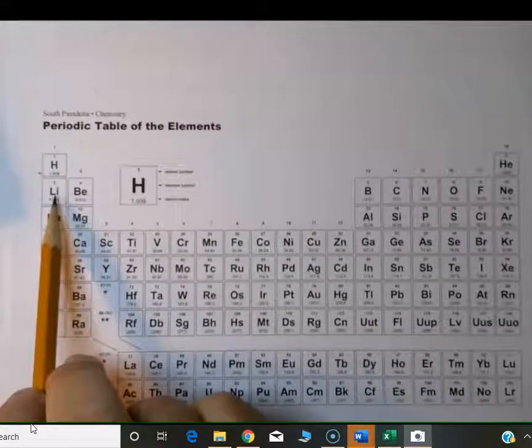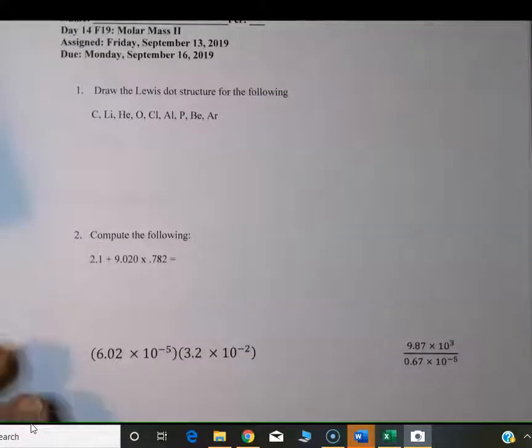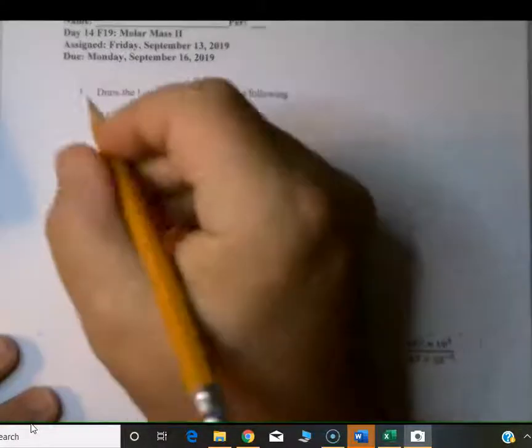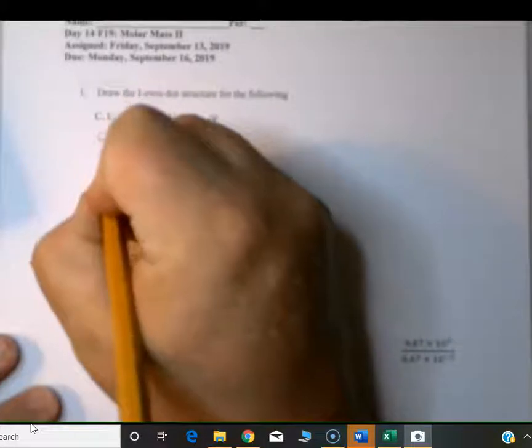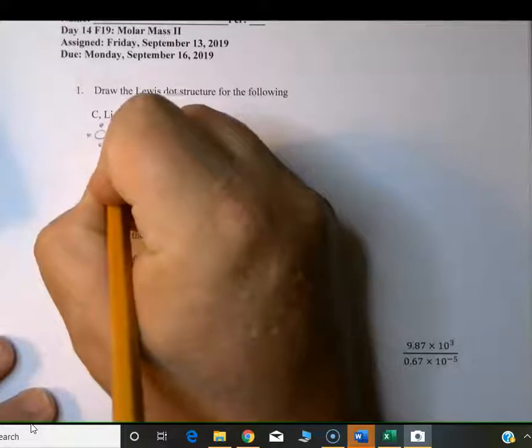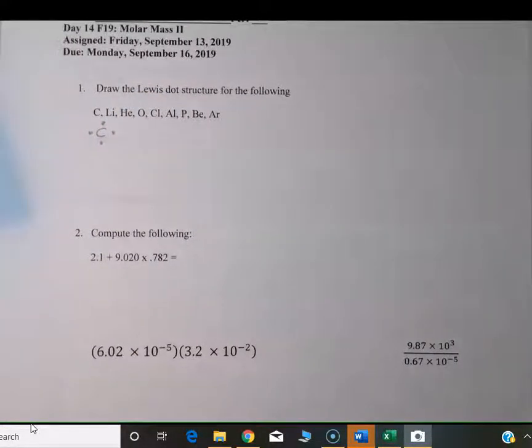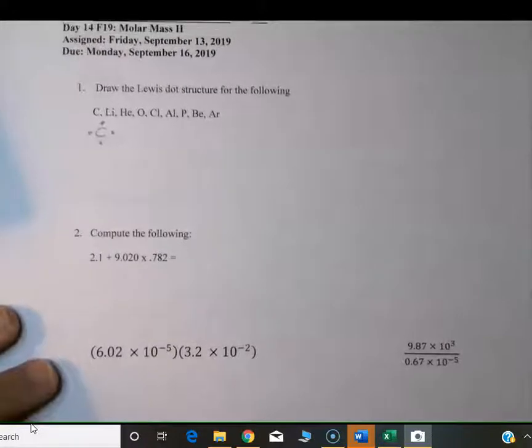Carbon. Carbon is the fourth element over in its row. 1, 2, 3, 4. That means it has 4 valence electrons. Those electrons would be in the second orbital. So we're going to go around the world like this, and you're going to see this is what makes carbon such a significant element, is that it can bond on all 4 sides with those 4 unpaired electrons.